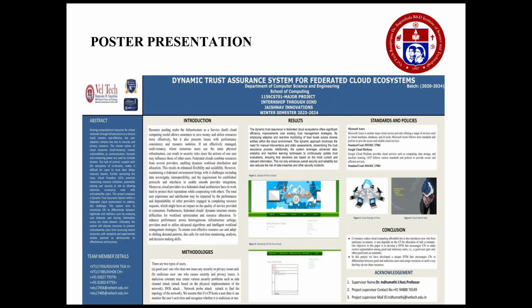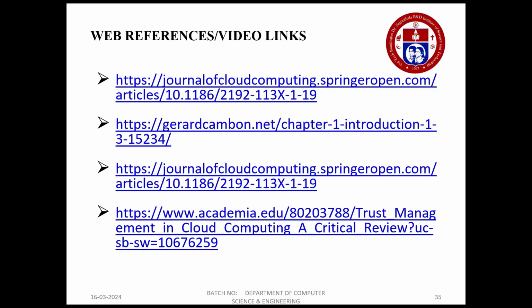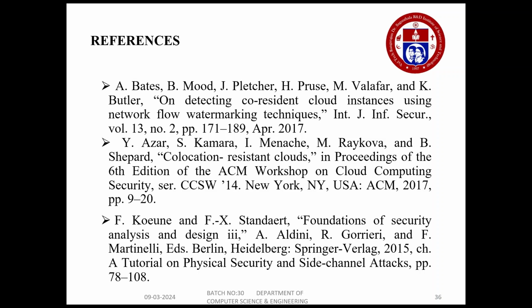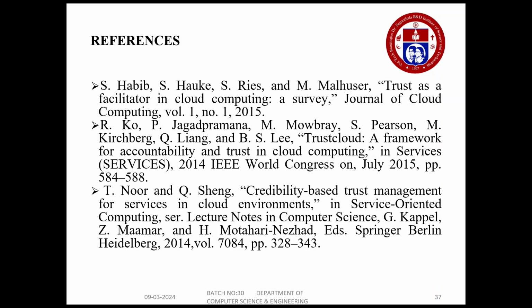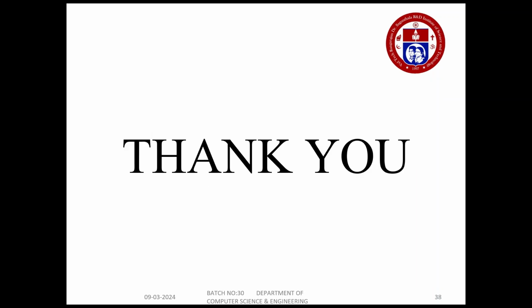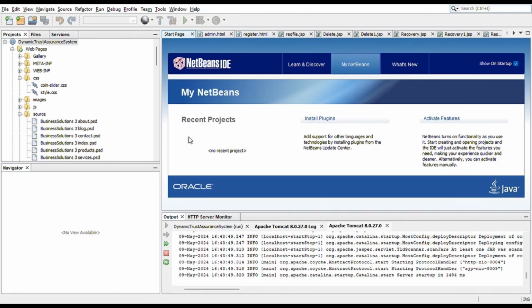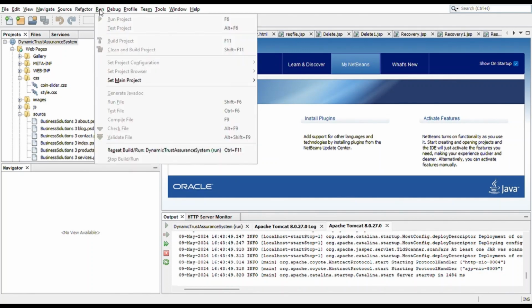Based on the activities, we have different activities of the process. And moving on to testing, we have a total of five types of testing. The initial testing is unit testing, integration testing, and later functional testing. In functional testing, we have sub-types. Let's see how the dynamic trust assurance system works. So first, let me run the program.